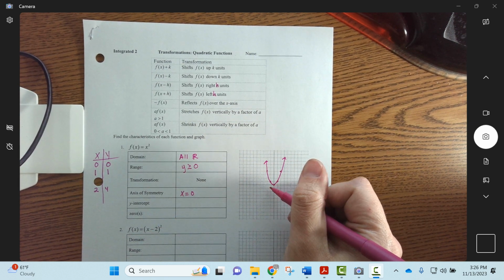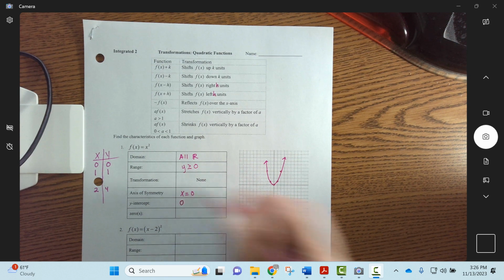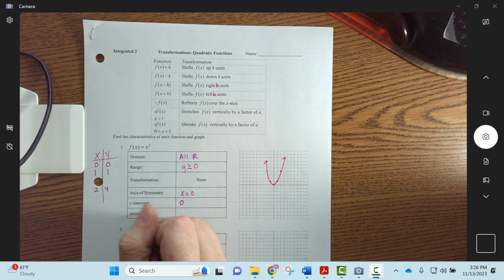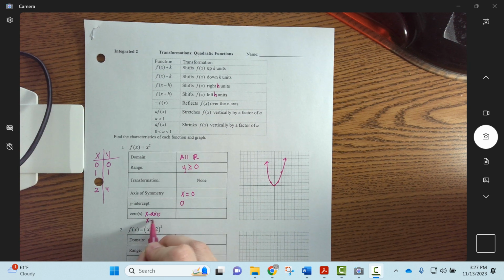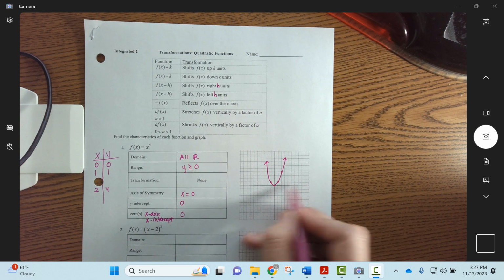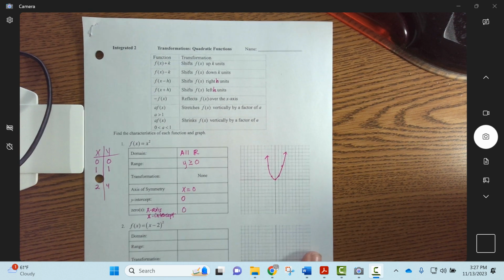The y-intercept, where it crosses the y-axis, is 0. And then the zeros are where it crosses the x-axis. Again, if you want to write x-intercept there as well, that's at 0 as well. That's where it's crossing the x.